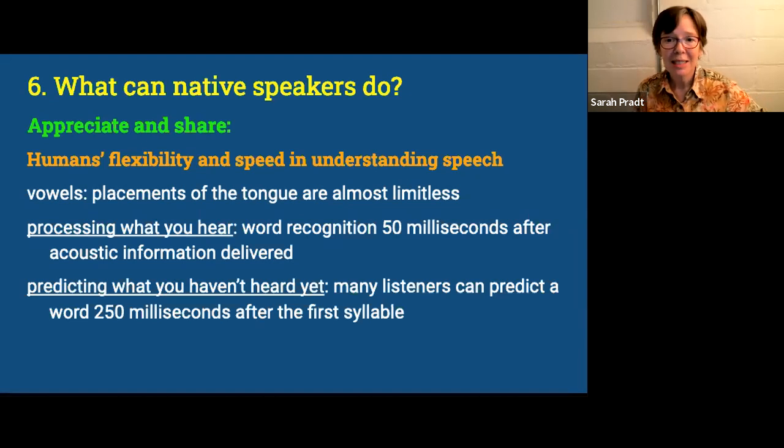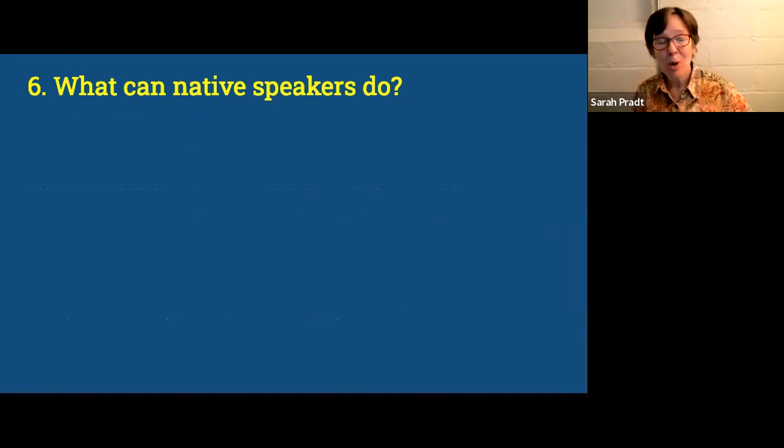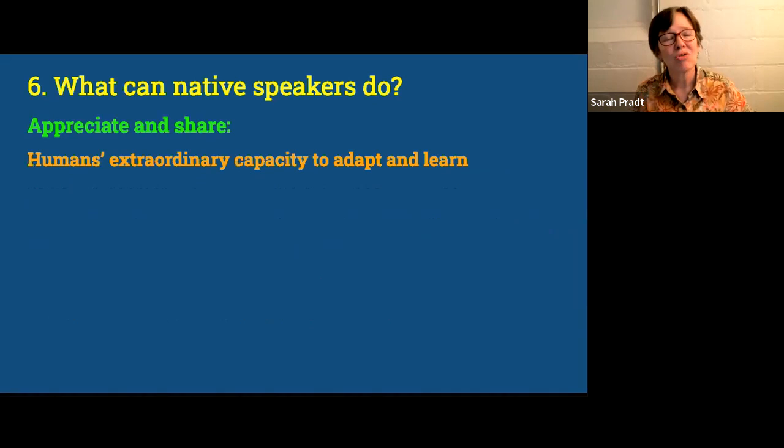We can predict. Many listeners can predict a word 250 milliseconds, a quarter of a second, after the first syllable. Think how well this sets us up for a slightly harder task. But we can do that harder task. And that is, we can appreciate and share that we have an extraordinary capacity to adapt and learn.